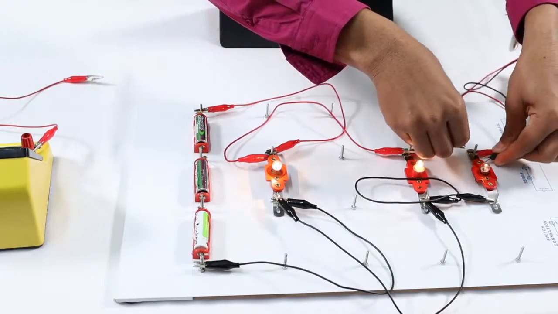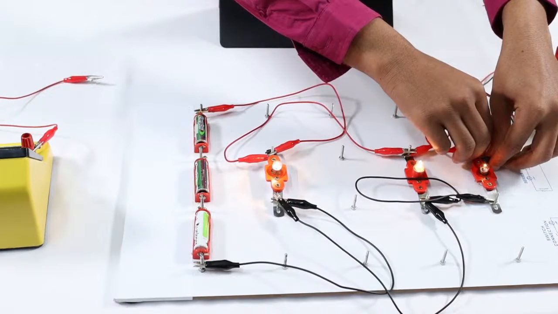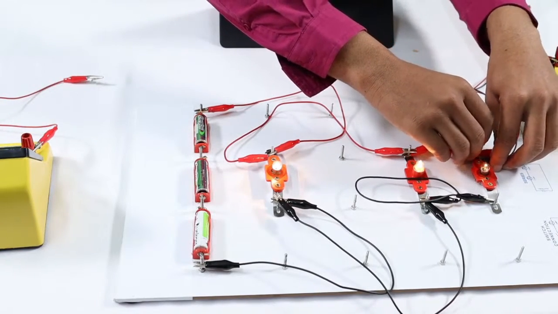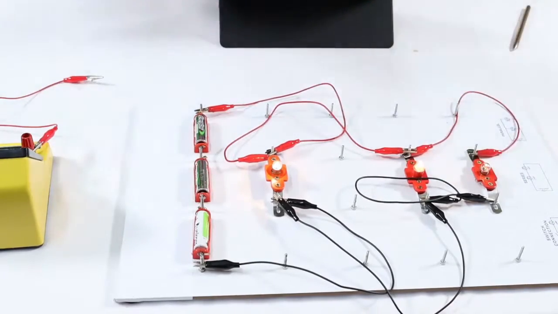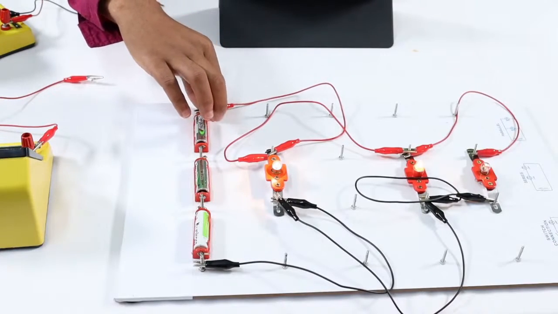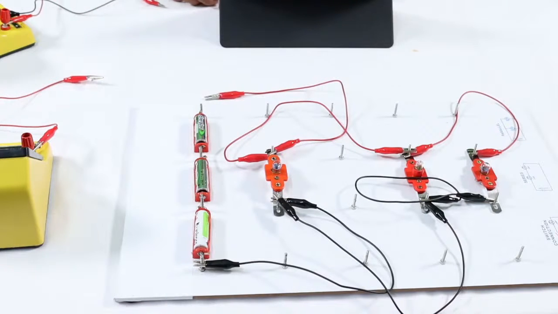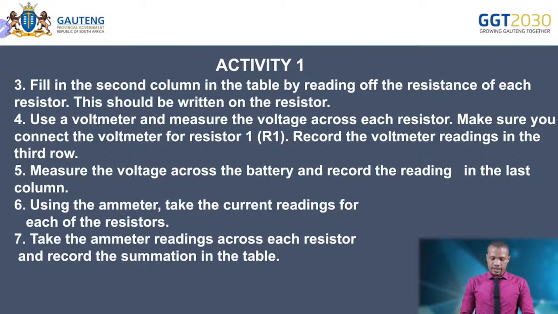Okay, give me a second. There we go. It is giving me 0.22 amps. Okay, right. So I hope you were taking down the recordings of these voltmeter readings and the ammeter readings. So let's quickly turn off our circuit so that we can continue to answer questions based on these results. Okay, so the last step was to take the ammeter readings across each resistor and record the summation in a table. We've already done all of that. So now we are going to answer the questions based on the practical that we just observed or conducted.